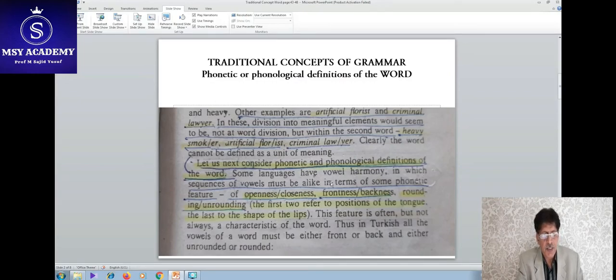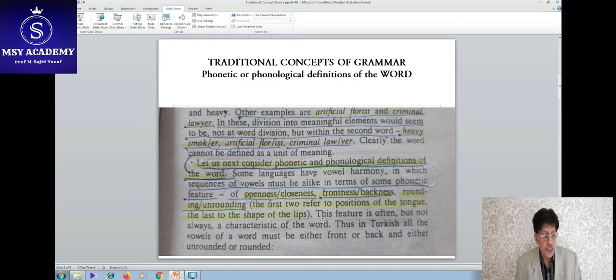The definition: some languages have vowel harmony and some have similar vowels, and some are very different, with phonetic features like openness, closeness, frontness, backness, rounding, and unrounding. Let us focus on phonetic and phonological definitions of words. Some languages have vowel harmony, in which sequences of vowels are similar in some phonetic features, for example, openness, closeness, frontness, backness, rounding, and unrounding.